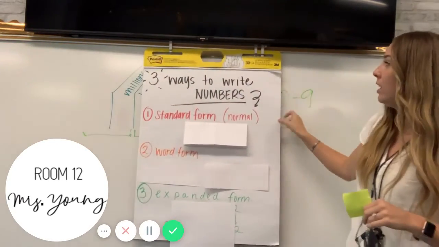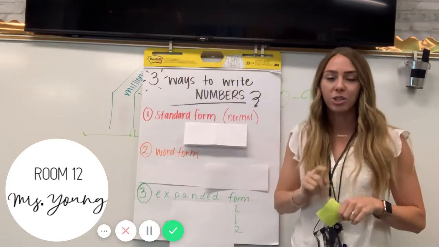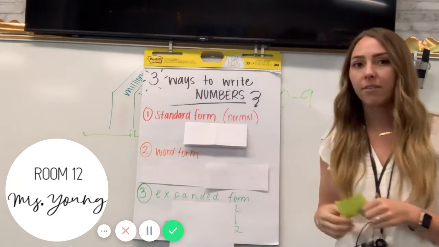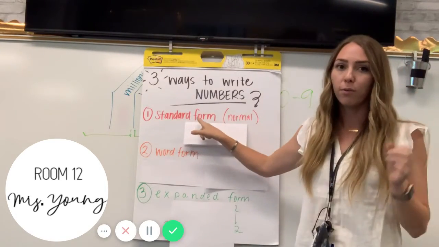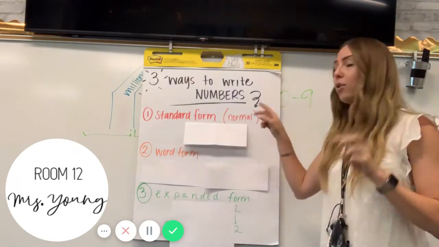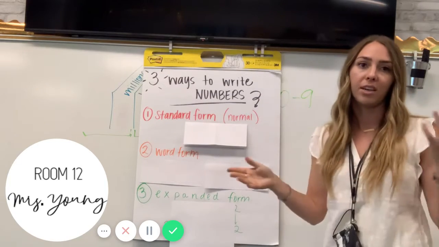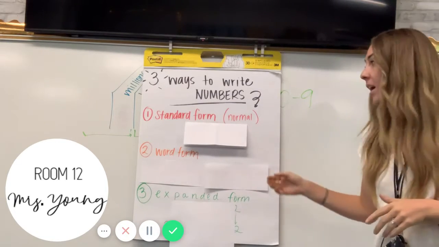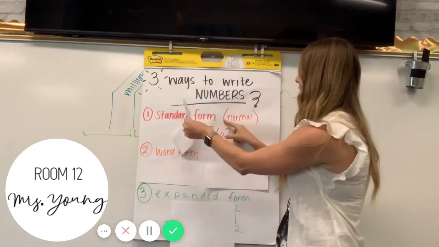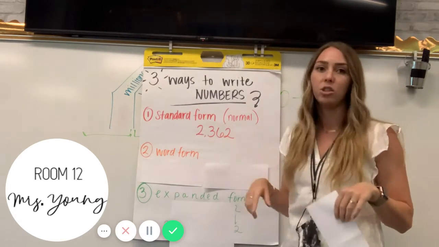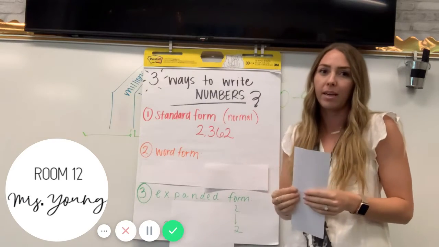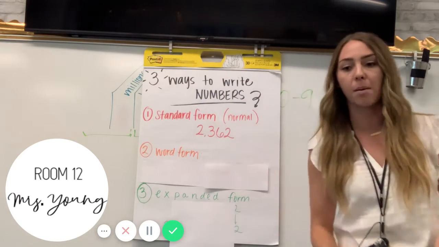Did you know there are 3 ways to write numbers? You definitely know about the first way. It's called standard form. This is just kind of the normal way of writing numbers. This is how you probably write numbers all the time. My example is 2,362. That's kind of the normal way we write numbers. We just write it down, separate it with a comma.